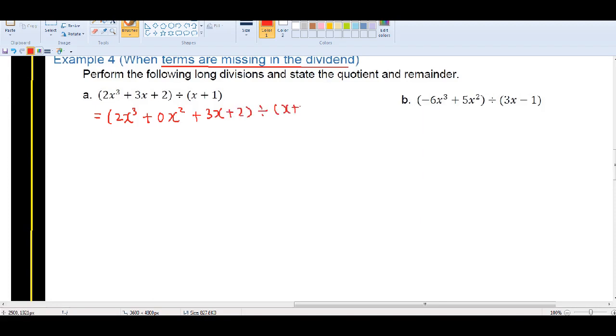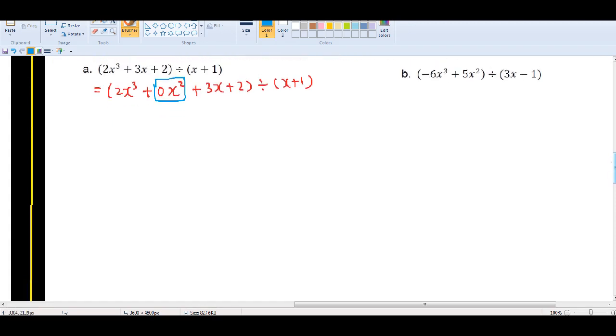This is really important. You need to add the missing term as 0x squared. Without this, you can't do the division. Let's see what happens here. If you add this, could we do the division? Yes.